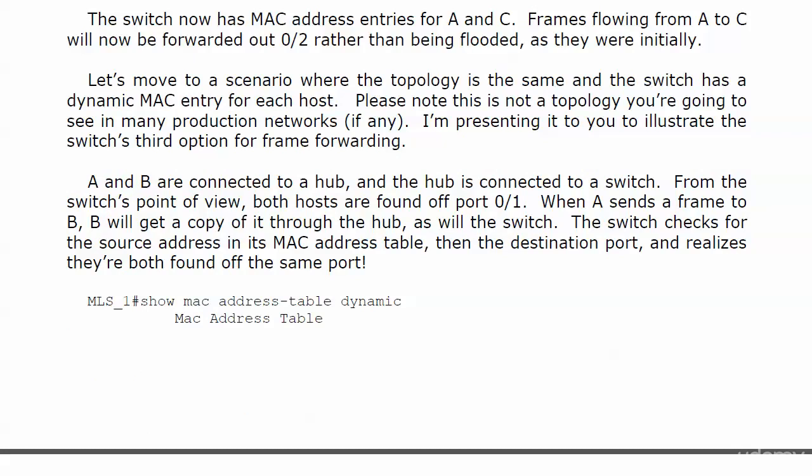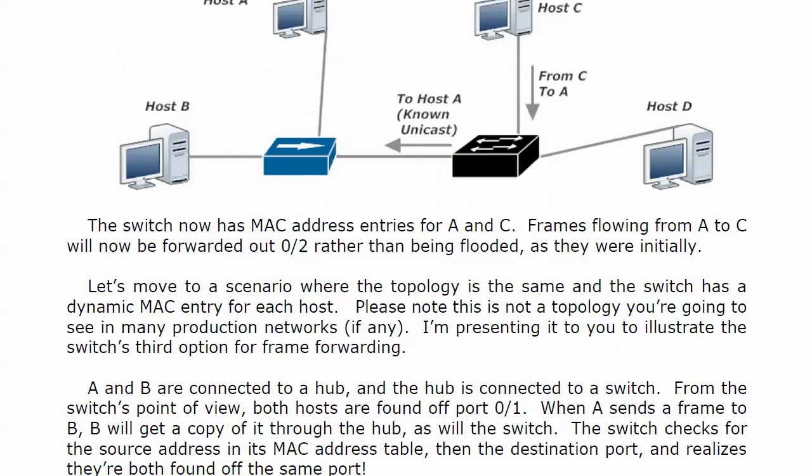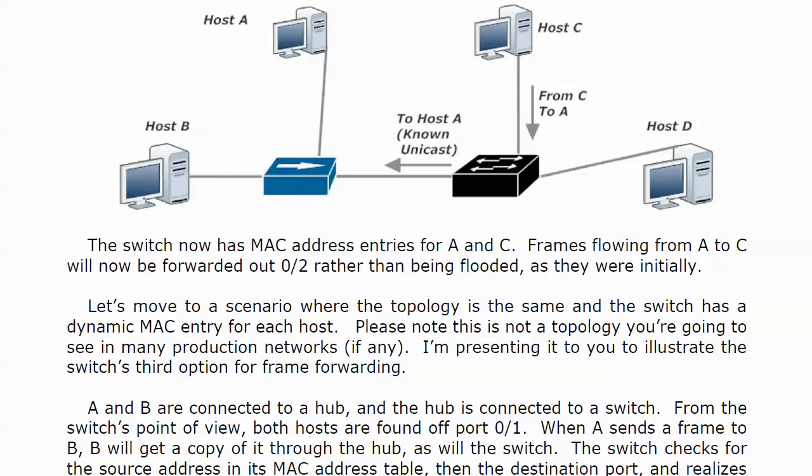And at this point, we know that A and B are connected to the hub, and the hub is connected to a switch. Okay, so we've got that back on the screen. We see that from the switch's point of view, both A and B are found off port 0/1. When A sends a frame to B, B is going to get a copy of it through that hub, as will the switch. So the switch is going to look at the source address at first, then it's going to look at the destination address, and it's going to say, wait a minute, what's going on here?